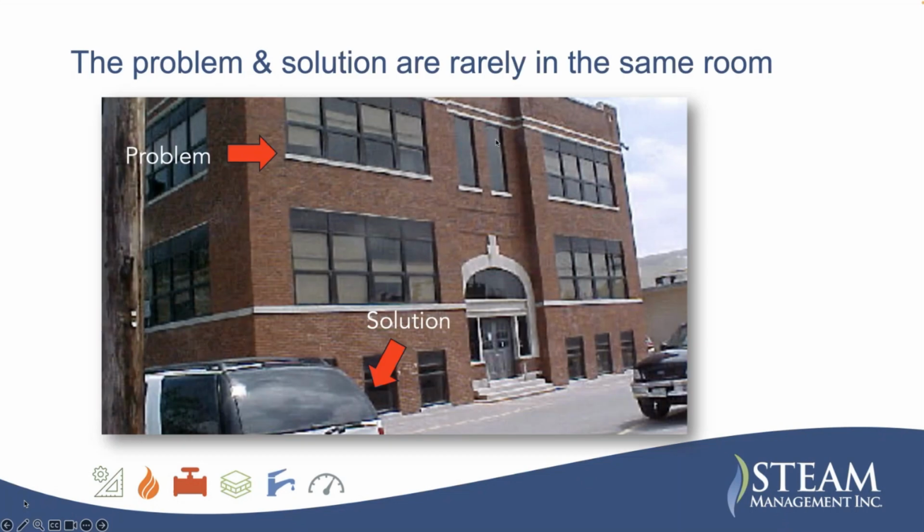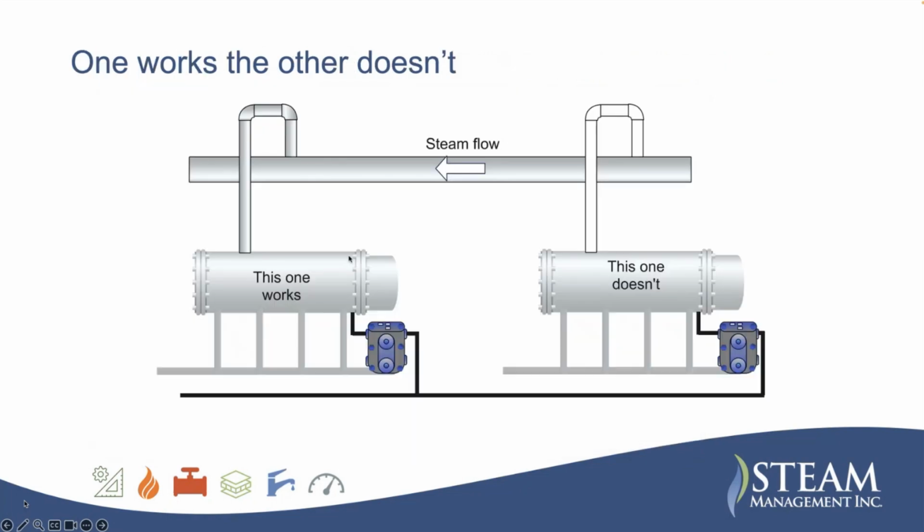The problem and the solution are rarely in the same room. We had a problem in this particular classroom on this school, and we found the solution down in the basement. What happens is when the condensate was coming down, it went down into the system, and one of the hangers fell off. They removed the asbestos down there, and it was sagging. So the air couldn't get out. Once we lifted that pipe up and put it back in the hanger, it ended up working just like it was supposed to.